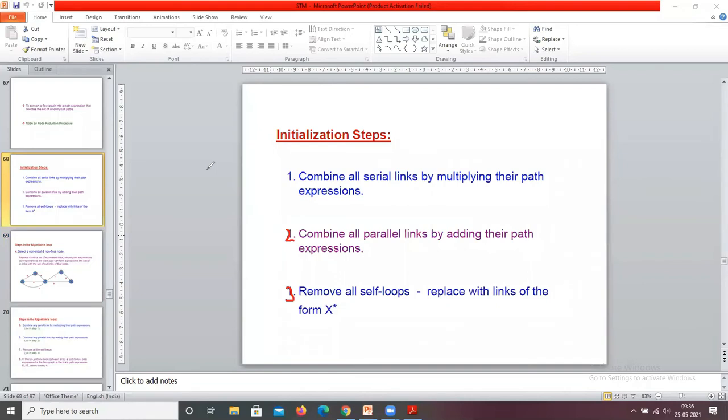What is the first one? Combine all serial links by multiplying their path expressions. This is the first step. Second step, combine all parallel links by adding their path expressions. Third one, remove all self loops and replace with links of the form x asterisk. So these are the initialization steps.